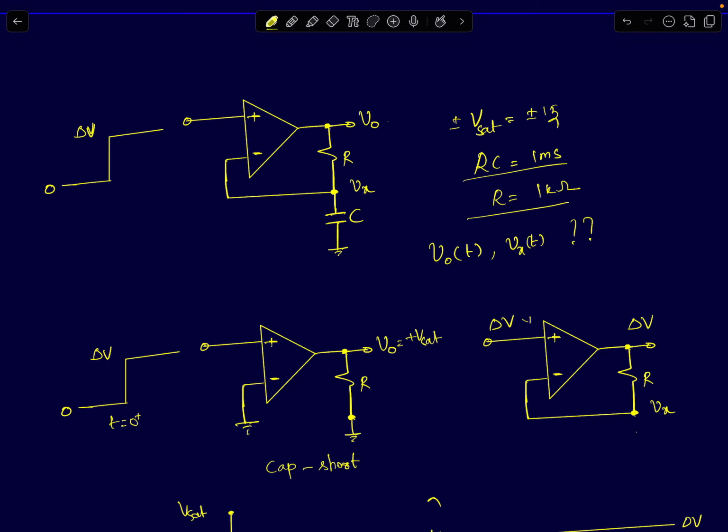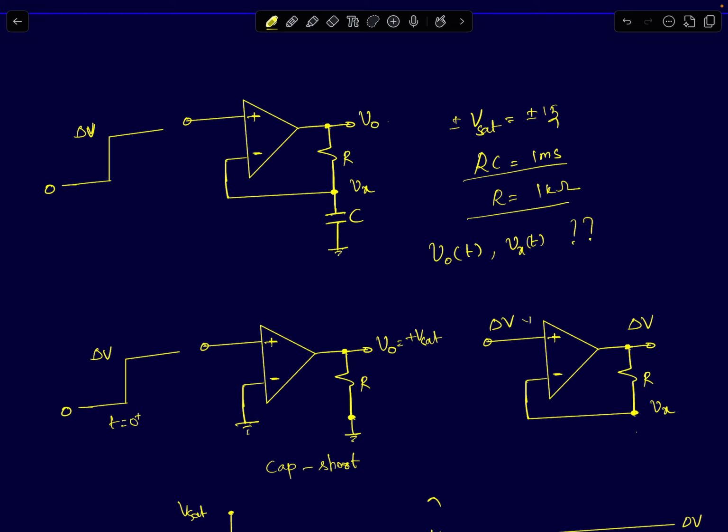Hi everyone. In the last few lectures, we started our discussion on the step response of differentiators. Mainly, we focused so far on the step response of inverting differentiators. To complete the discussion, I thought we'll spend another few lectures on non-inverting differentiators. Shown here in the circuit is an opamp based RC non-inverting differentiator.